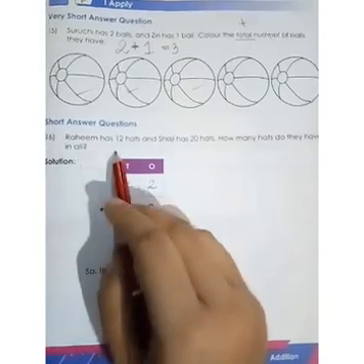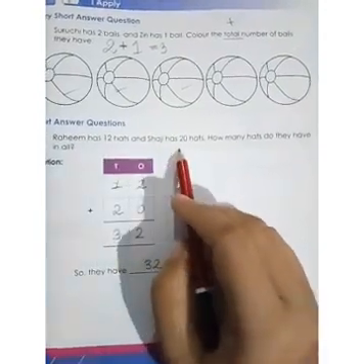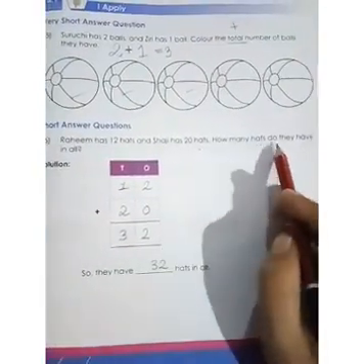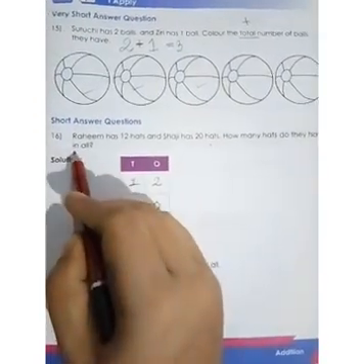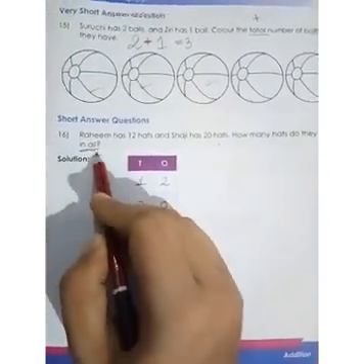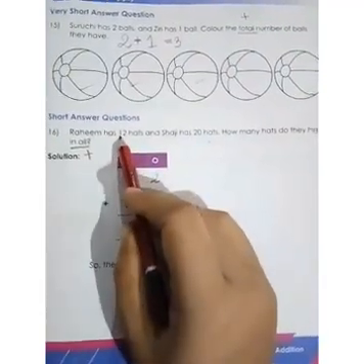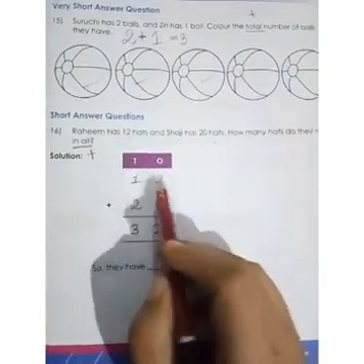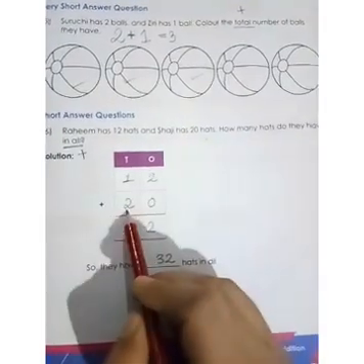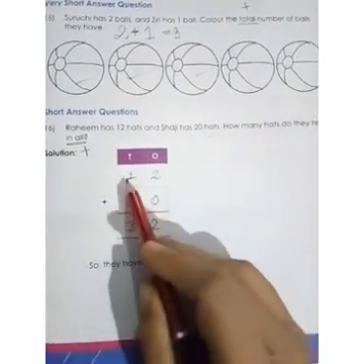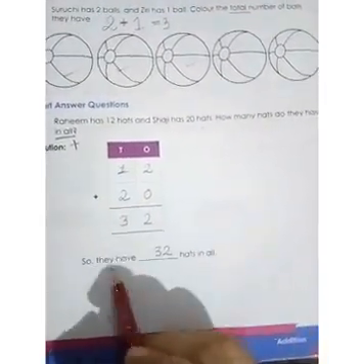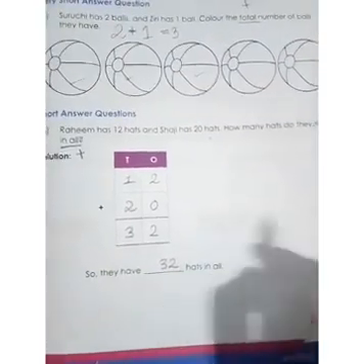You can use any color here you want. Okay. The next question is, Rahim has 12 hats and Shaji has 20 hats. How many hats do they have in all? So in all is also another word for addition, that is plus. So I have put the numbers here. How many does Rahim have? 12. 1, 2. The second is 20. 2, 0. So 2 will come down. 1 plus 2 is 3. So they have 32 hats in all.